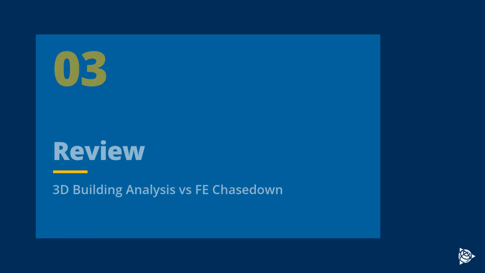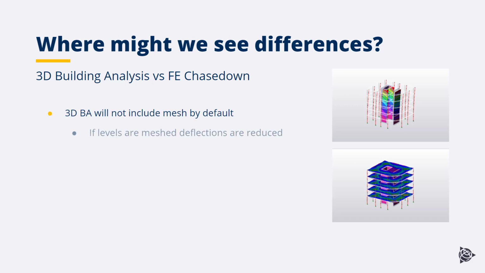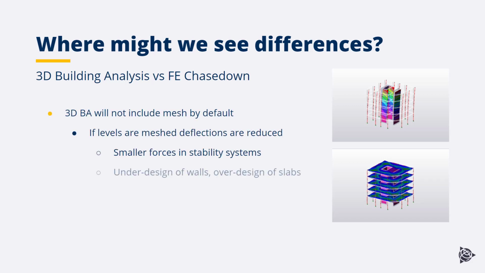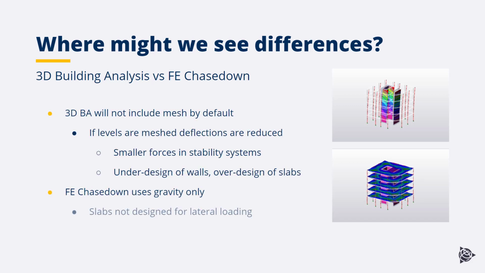In the model looking at the FE Chasedown analysis, we saw that while using the mesh two-way slabs in 3D analysis will allow us to consider the moments in the slab panels, this will alter the moments and forces seen in the rest of the model, as the reduced lateral displacement will reduce the force transfer to the stability systems. This will lead to an over-design of the slab panels and an under-design of the wall panels under the lateral forces.